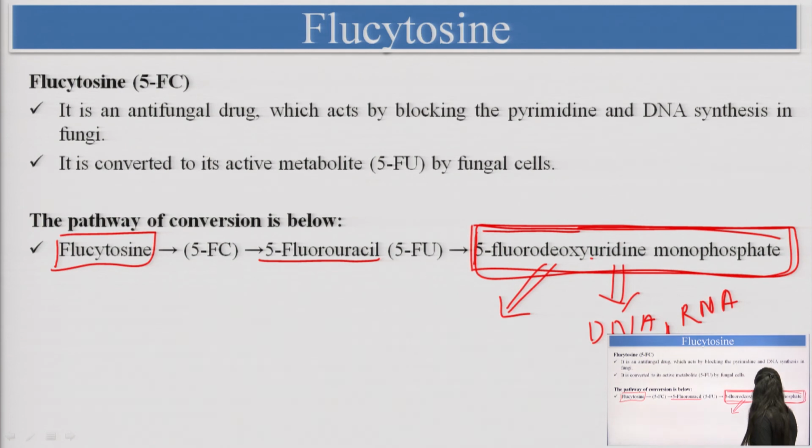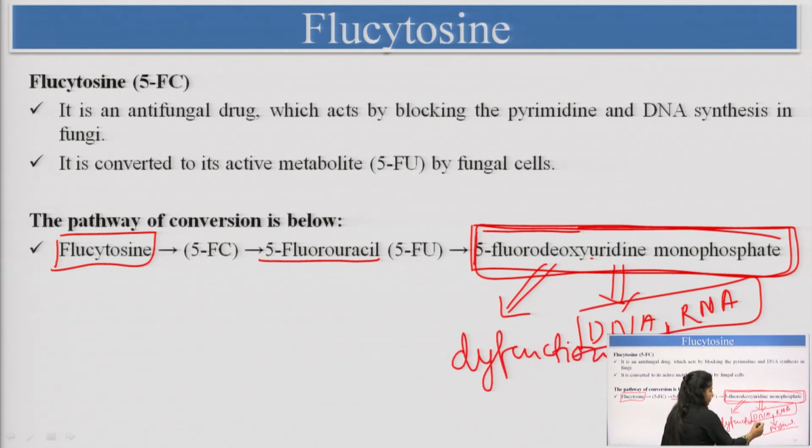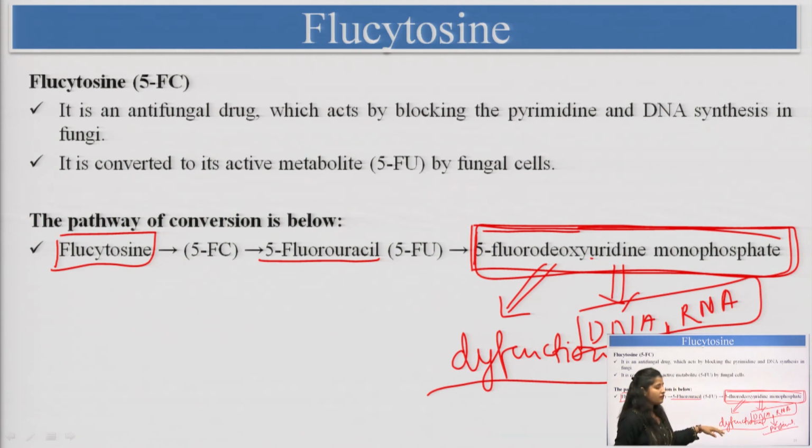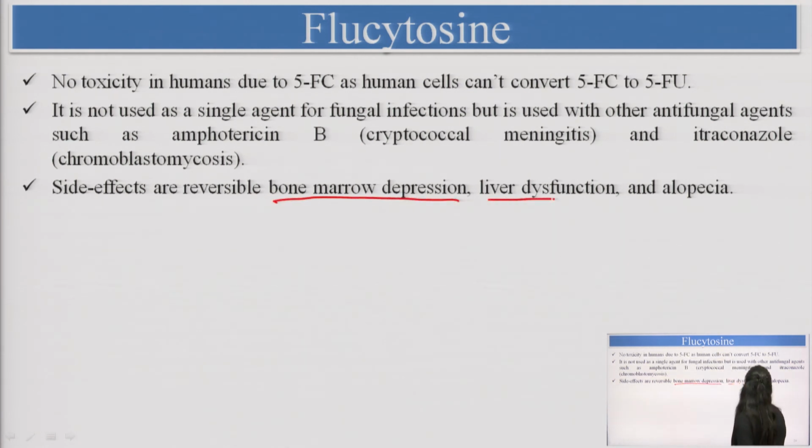So, what will happen when they take that site? They will start to inhibit the further formation of DNA, RNA and proteins, meaning whatever products are formed will be non-functional. Of course, after the formation of non-functional products, the cell will die, it will not survive for a longer time. Now, see the side effects. What are the side effects written here? Like bone marrow depression and liver dysfunction. There will be baldness also, alopecia.